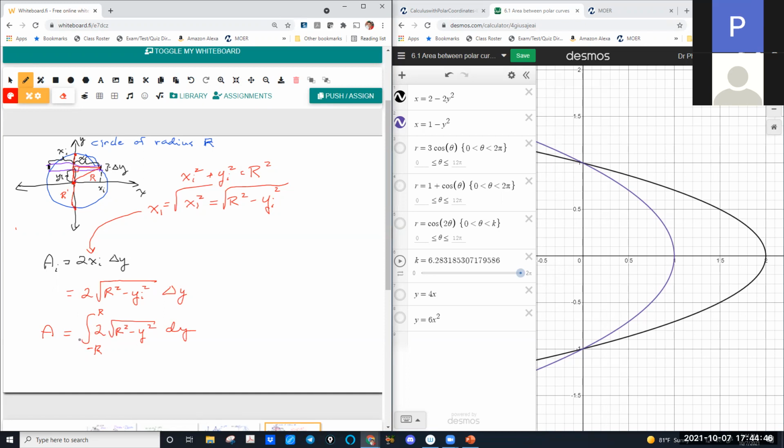Now, calculating this will give us the area of a circle. We know the area of a circle, right? Pi R squared. We learned that one a long time ago. So what I'm telling you is this comes out to be pi times, in our case, capital R squared.